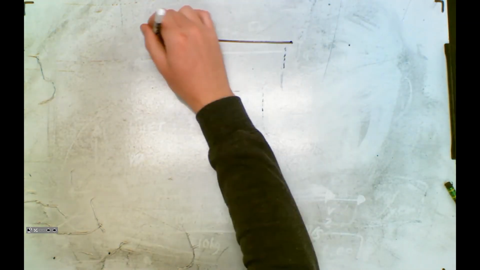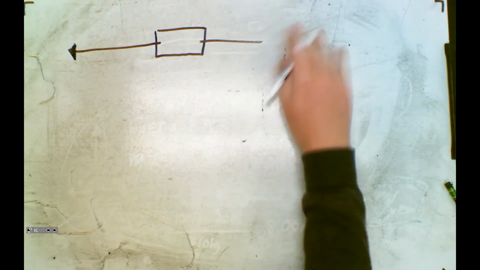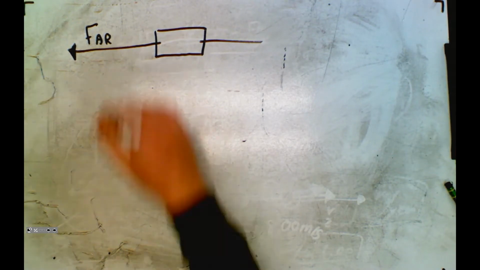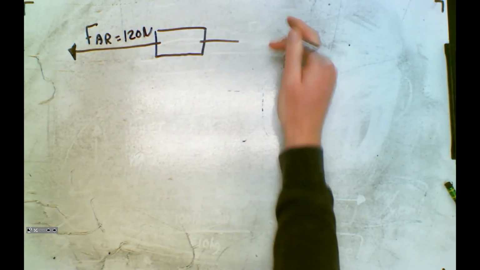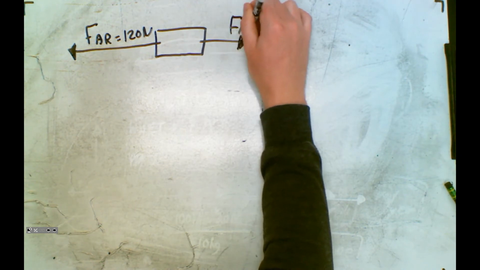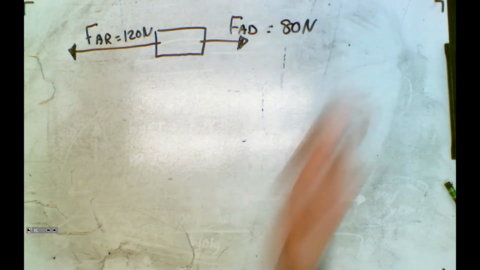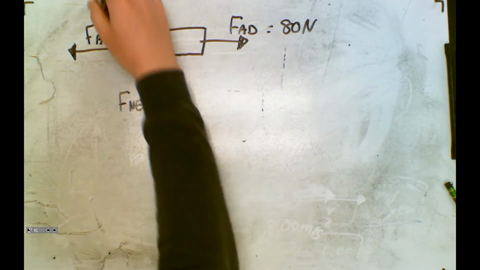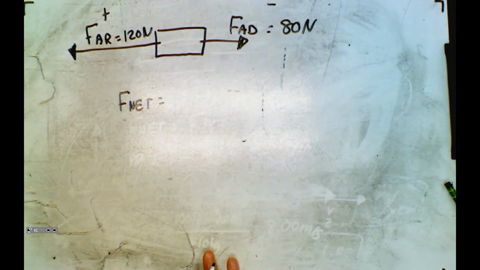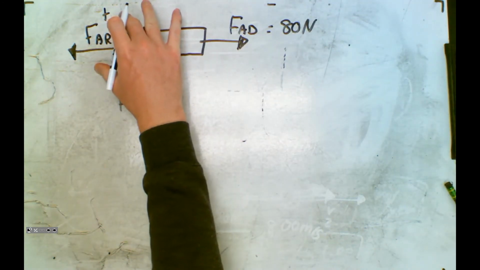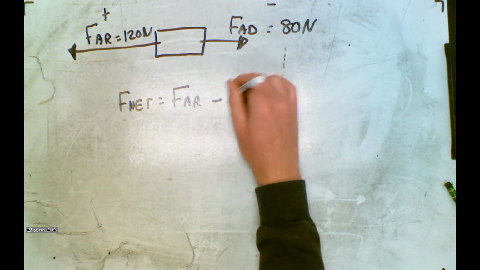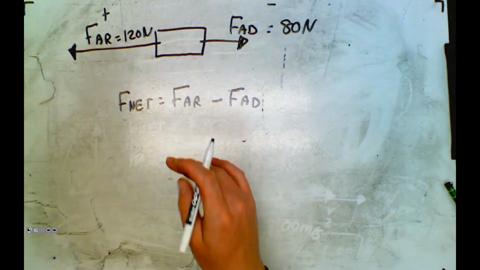So here's my rope. The force applied by Rick, which is to the left and is bigger, is 120 newtons, and the force applied by Dwayne is smaller, which is 80 newtons. From this, I can write my Fnet equation. Fnet is equal to, I'm going to make this positive, this negative. I usually like to make positive the winner, the direction that's bigger. So I'm going to say force applied by Rick is positive, and force applied by Dwayne is negative.